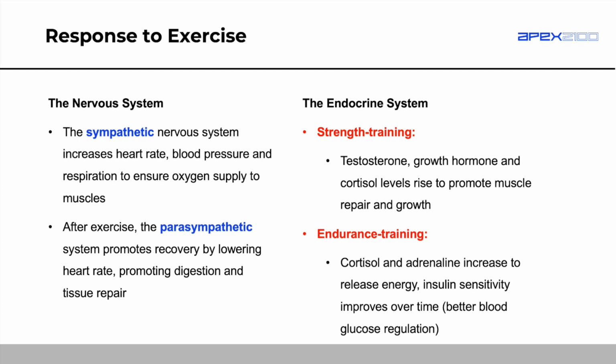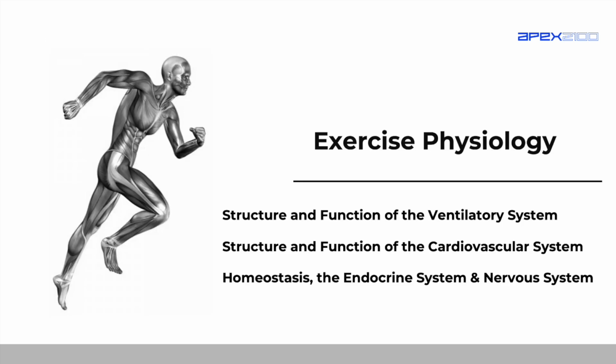For the endocrine system as well, I want you to know between strength training and endurance training, there's a few differences. So with strength training, testosterone, growth hormone, and cortisol levels will rise to promote muscle repair and growth. With endurance training, it's a little bit different. It's cortisol and adrenaline increase to release energy, and that's where the insulin sensitivity improves over time and we have better blood glucose regulation. Okay, that is all for the end of exercise physiology.